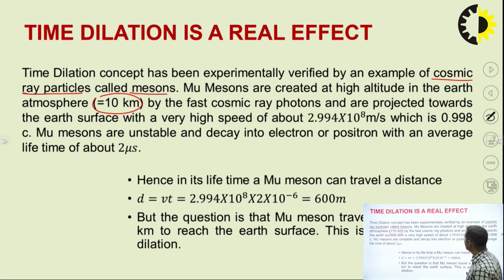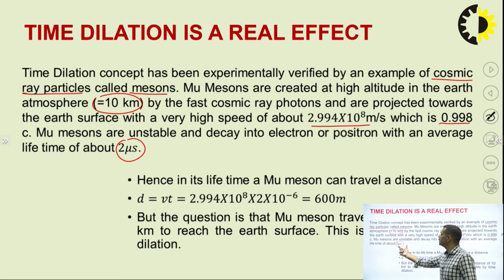phenomena. For example, the speed of these particles is of the order of the velocity of light, which is 2.994 × 10^8 m/s. That means in terms of c it is 0.998 c, and their average lifetime is 2 microseconds. If we take this simple formula according to classical mechanics, distance equals velocity times time, then these mu meson particles can travel a distance of only 600 meters in their average lifetime. That means in 2 microseconds they can only travel a distance of 600 meters.